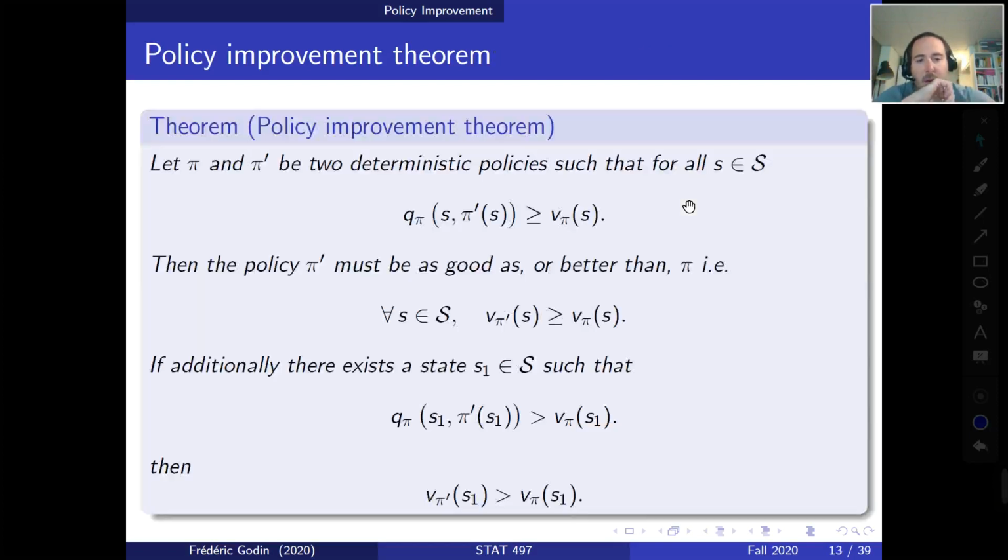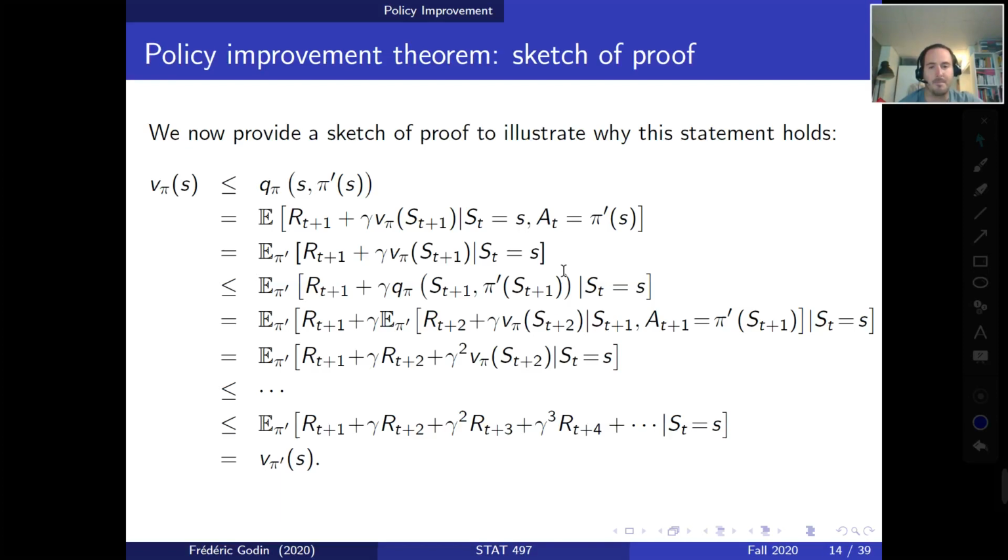Let's go back one slide. Let's assume our first assumption here, that q pi of S, pi prime of S, so the value of action pi prime of S in state S, is greater or equal to the value of state S according to pi, and this for all states. This is our assumption, the first line. This is our assumption from the first theorem.